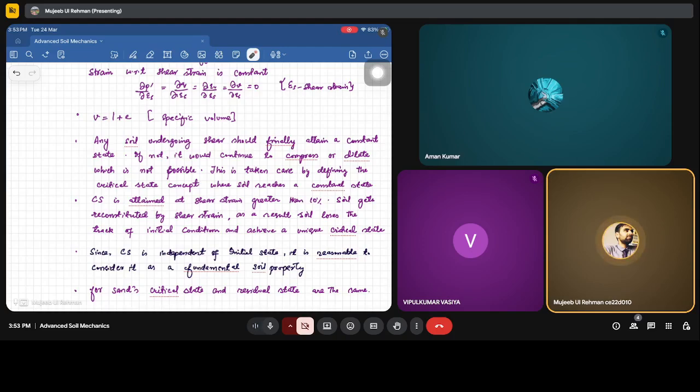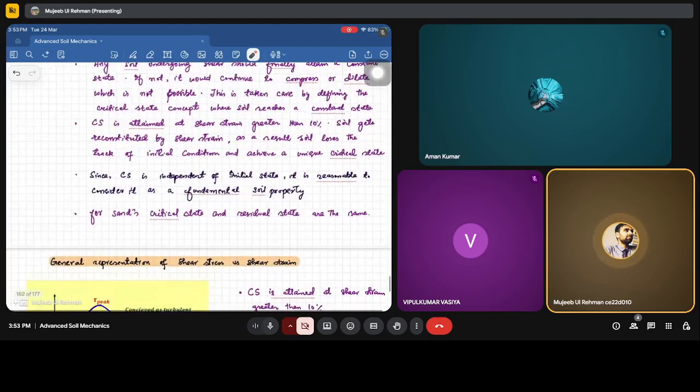That's why we are saying that for a particular soil sample, irrespective of the loose and dense condition, or irrespective of the initial conditions, there is the reconsolidation that happens after 10% of axial strain, which actually erases the stress history of the soil. It erases the effect of the initial conditions, and we will get a unique critical state.